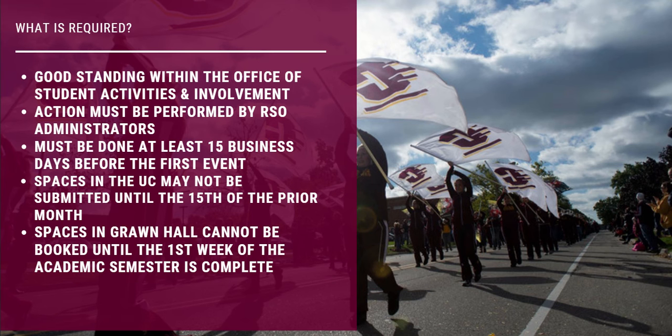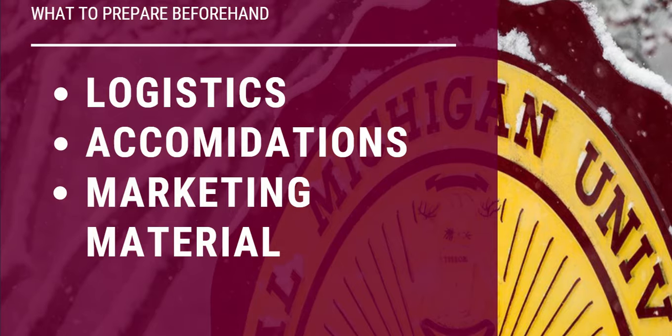So before you look at booking space, make sure that your OrgSync page recognizes you as an admin of your RSO. Booking space must be done at least 15 business days before the first event, and spaces in the Bovee University Center may not be submitted until the 15th of the prior month. Additionally, spaces in Groton Hall cannot be booked until the first week of the academic semester is complete.